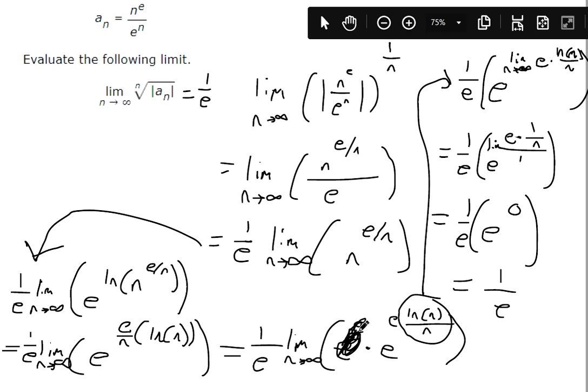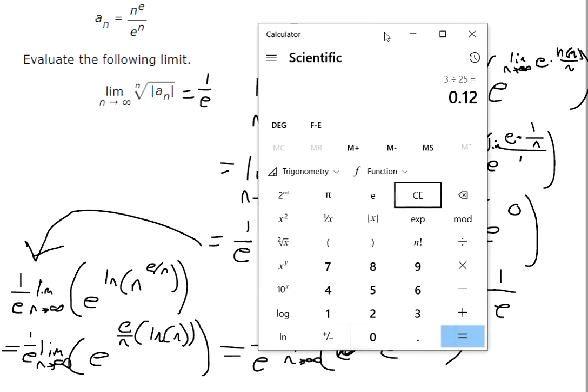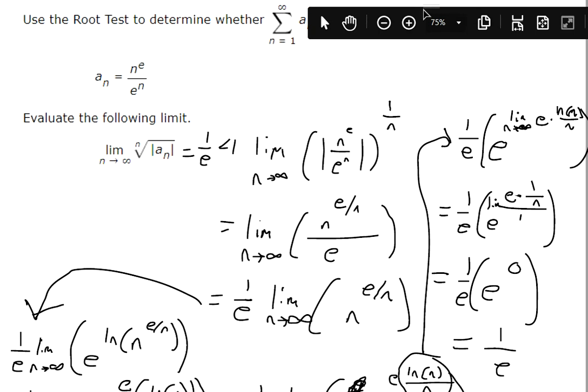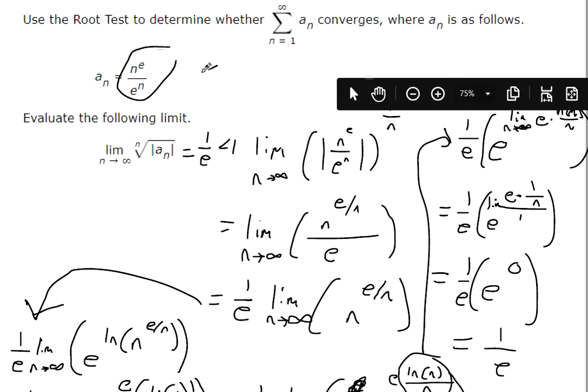Okay, and so the important part here is that if the limit is less than 1, then we have something that converges. If the limit is greater than 1, then it diverges. So if you divide 1 by e, e is 2 point something something, right? So that's definitely less than 1. So we could say that this series converges by the root test.